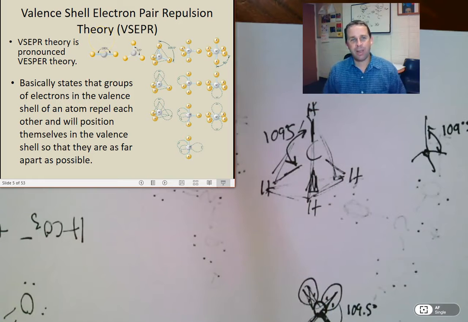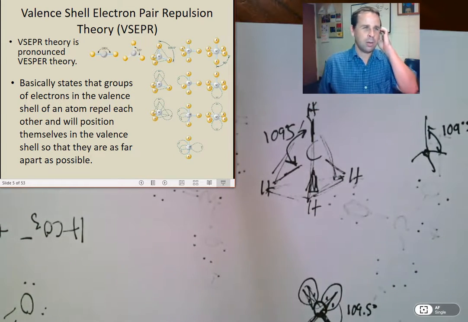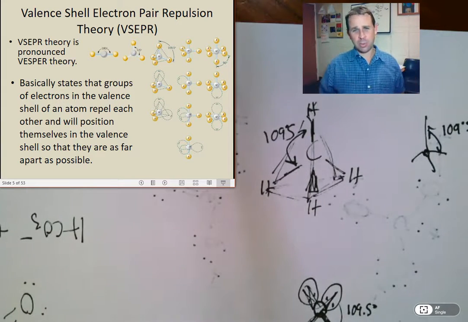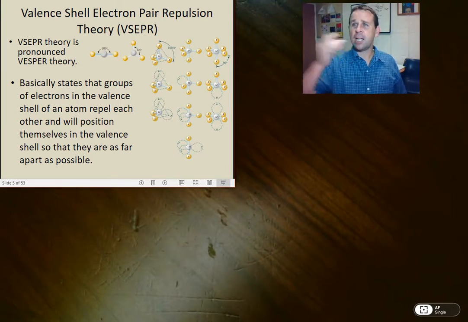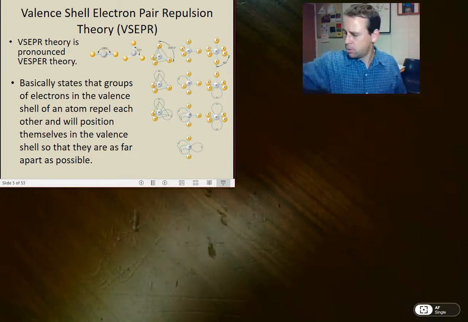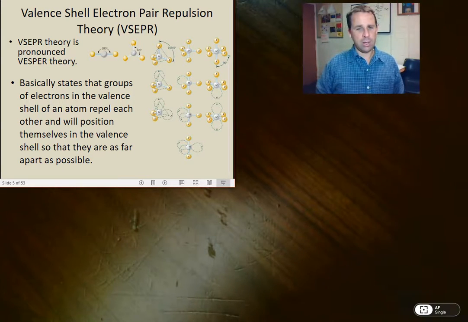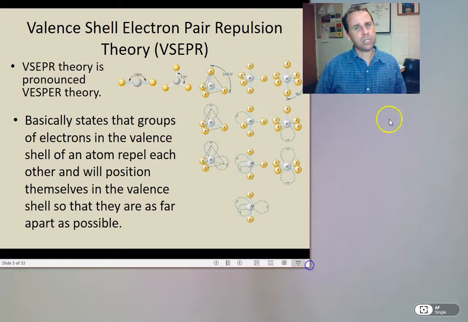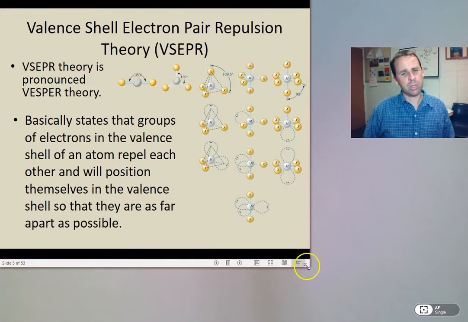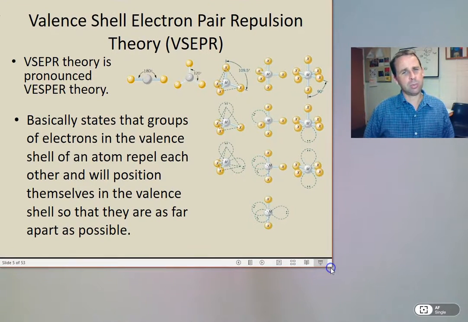Valence shell electron pair repulsion theory, or VSEPR, is the idea, which we've already talked about, that regions of electron density are going to try to get as far away as possible from each other when they're ordered around a central atom, okay? So here are the shapes that we have, here are the different shapes that molecules will take.